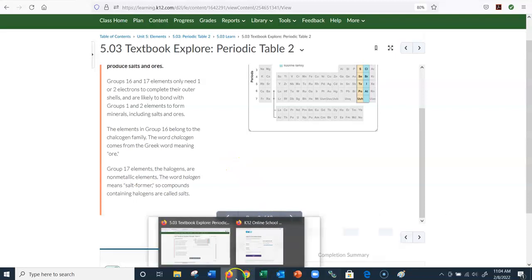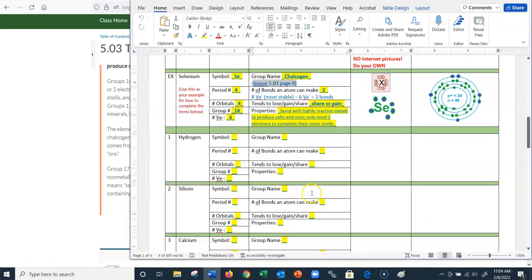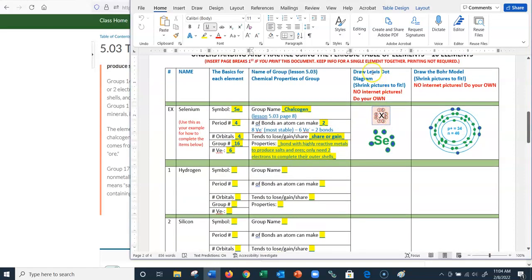So things that I wrote down on our document here is that they bond with highly reactive metals. They produce salts and ores, and they only need 2 electrons to complete the outer shell. So it's really just kind of a description. So then I'm ready to do the Lewis dot diagram.